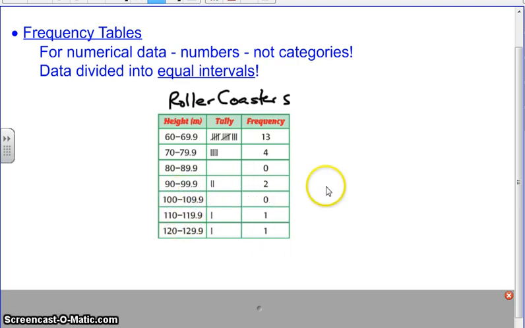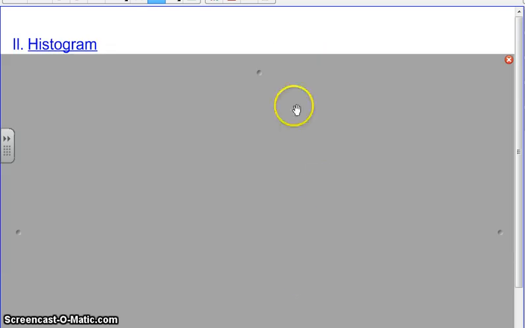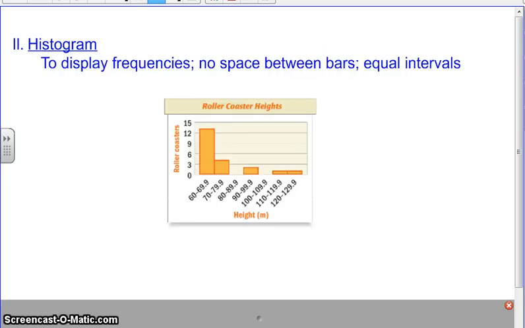But another way to look at this is in the histogram itself. And the histogram is here. Now, isn't that an easy way to look at the data? It displays what we just saw in the frequency table, but now in a graph. But how is this different than a bar graph?